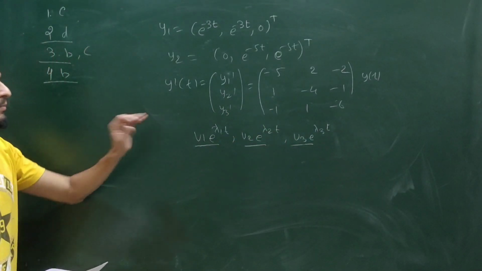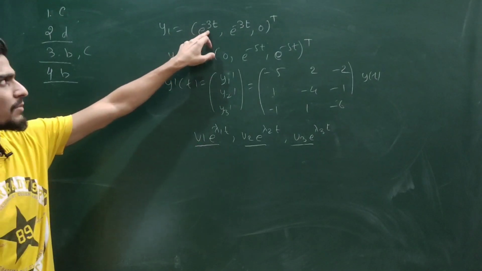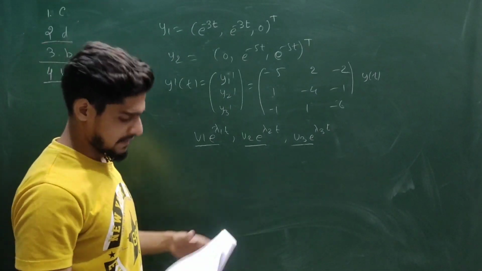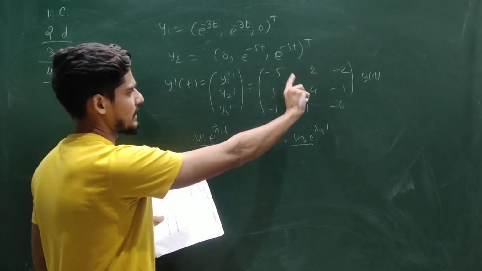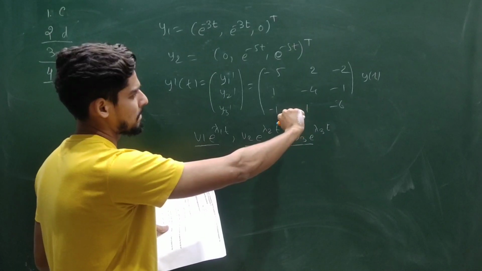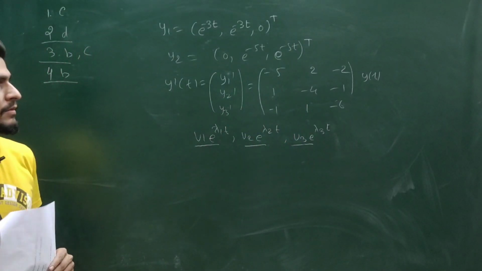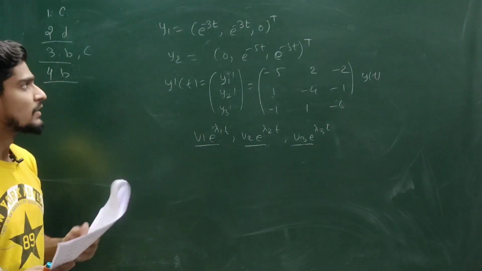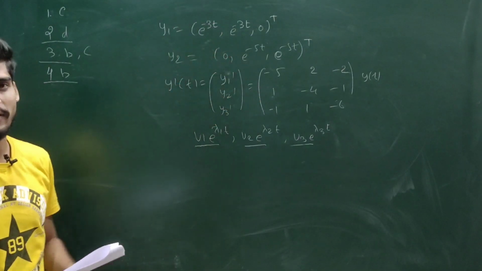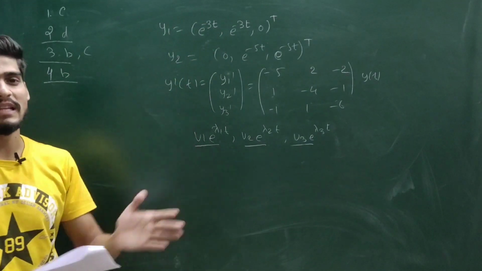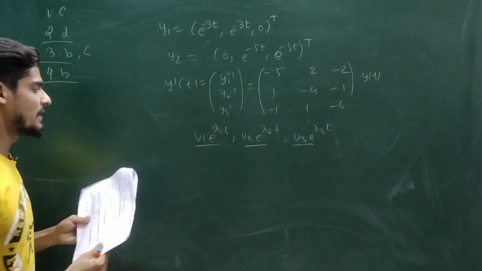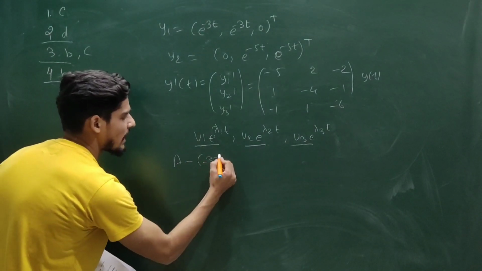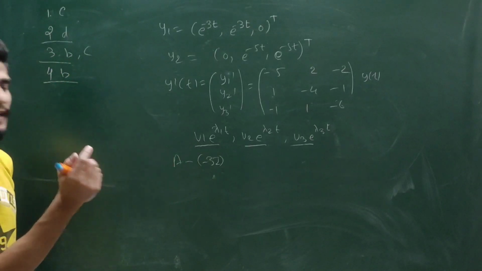So what do you do? You do not touch your pen, you just observe whether -3 is an eigenvalue or not. See, for -3 the matrix is -5 2 -2, 1, -1 -4 -1. So how will you verify whether -3 is an eigenvalue or not? You will verify whether A minus lambda I is singular or not. So if you see A minus lambda I, A minus 3I, if this is singular, then this is going to be an eigenvalue.